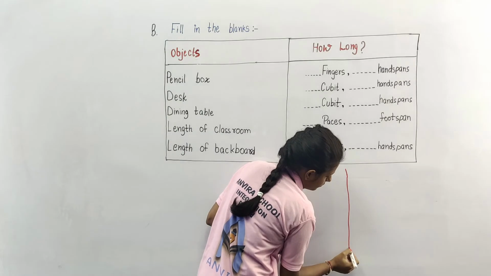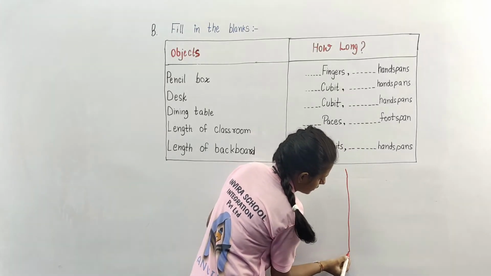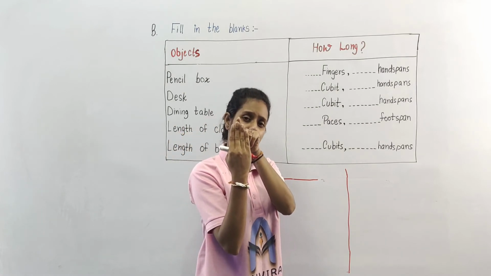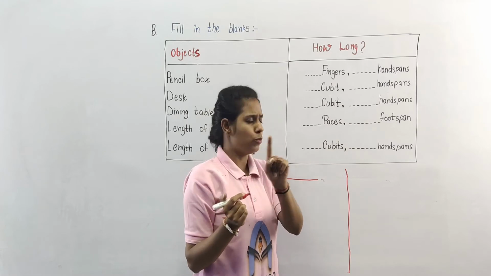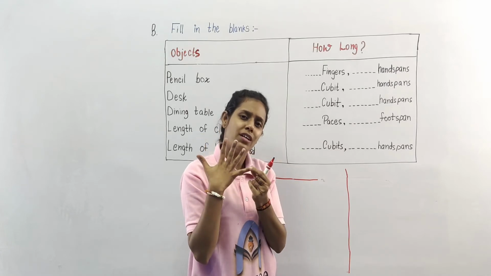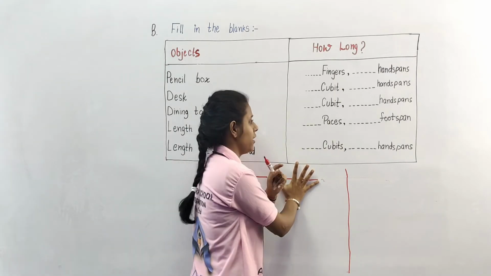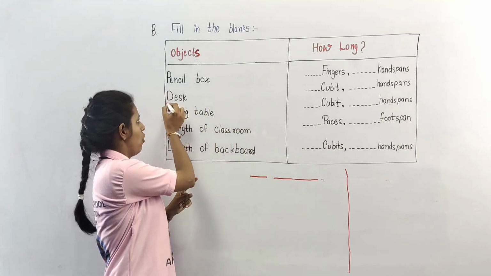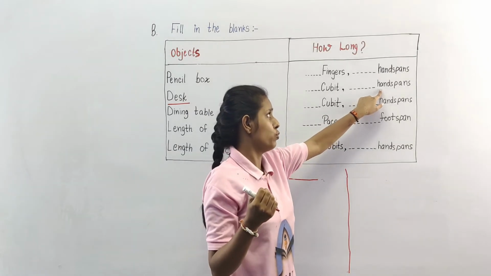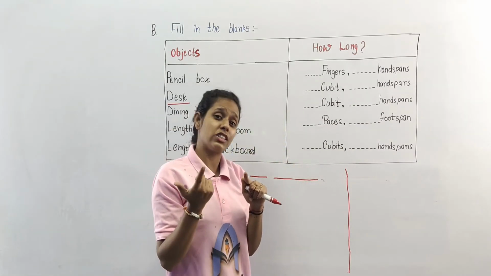Now measure from the longest finger to the elbow. This is one cubit, from the elbow to our longest finger. And hand span, I told you about hand span: thumb to our smallest finger, just like this. This is one hand span. You have to measure the length of the desk with cubit, elbow to longest finger, and also with hand span, thumb to smallest finger. Now, which is our next object?